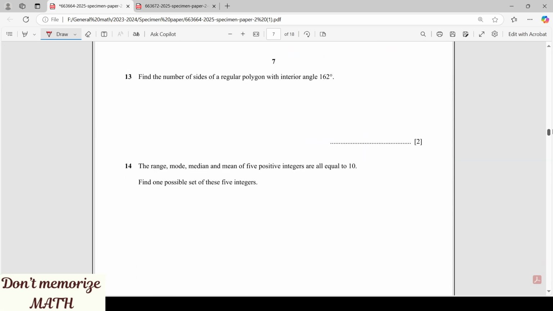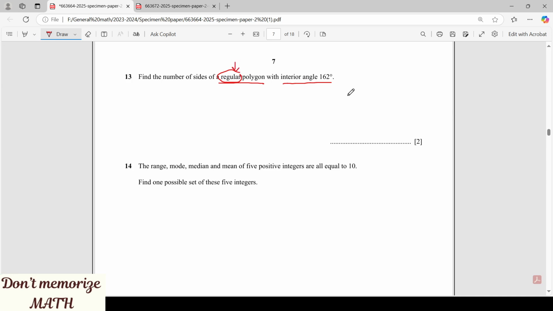So question number 13. Find the number of sides of a regular polygon with interior angle 162. Okay, so you should know the relation between interior angles and exterior angles, the sum of interior angles, the sum of exterior angles, and how to find the number of sides. Everything you should know. Then what do you mean by regular polygon? Regular polygon means a closed figure in which all the sides and all the angles are equal. That is the word meaning of regular.